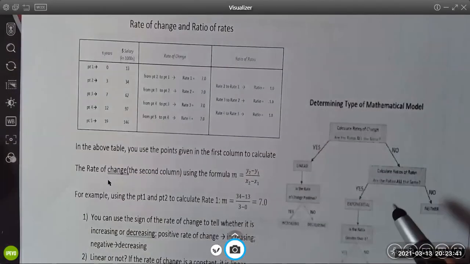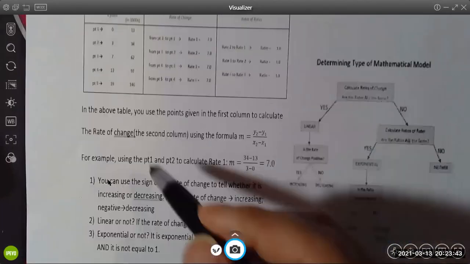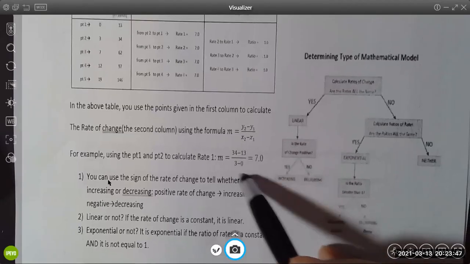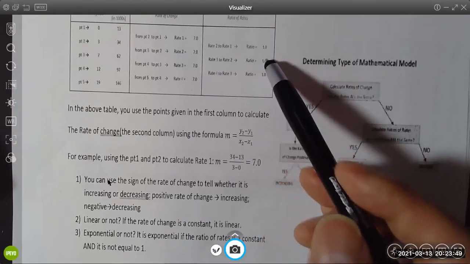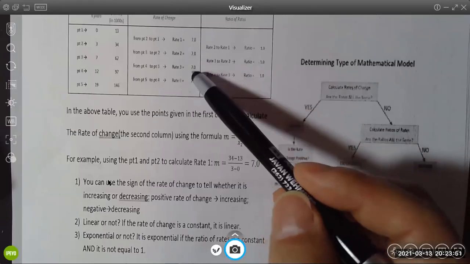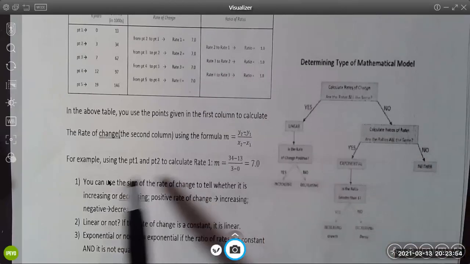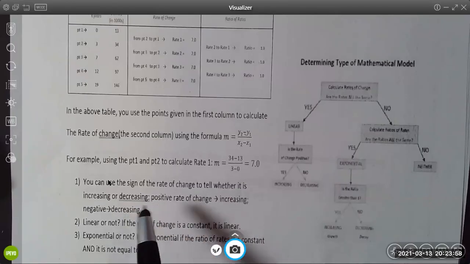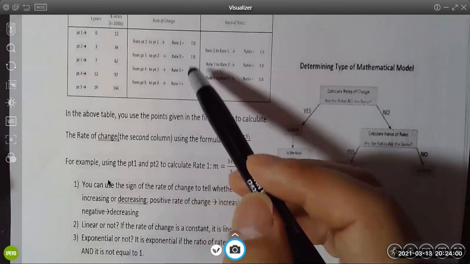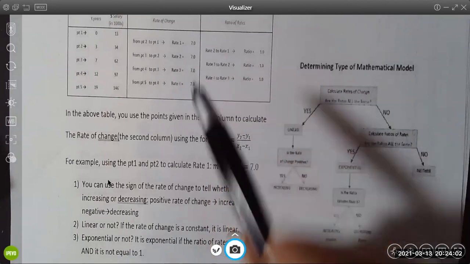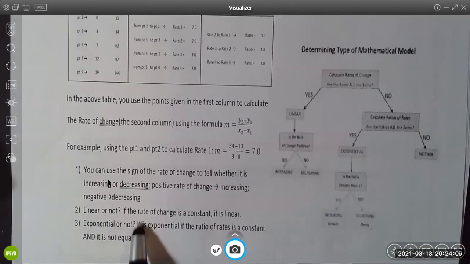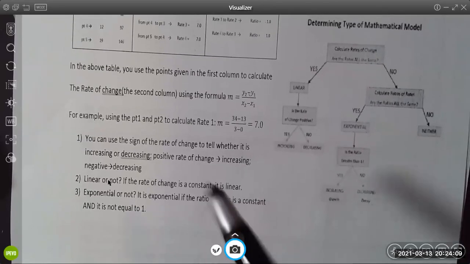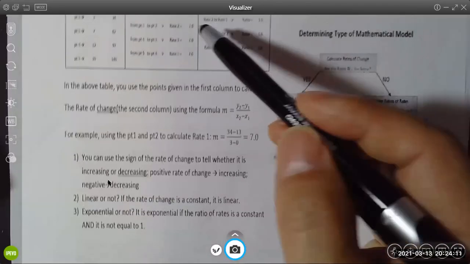So this one, let's look at this. This is my explanation here. You calculate the slope first, then you calculate the ratio. I just demonstrate how to get this ratio here. This rate from here to here. Then you can use the sign of the rate of change to determine whether it's increasing, decreasing. Positive, increasing, negative, decreasing. In terms of linear or not, if the rate of change is constant, it's linear. So constant linear, we already mentioned that, right?